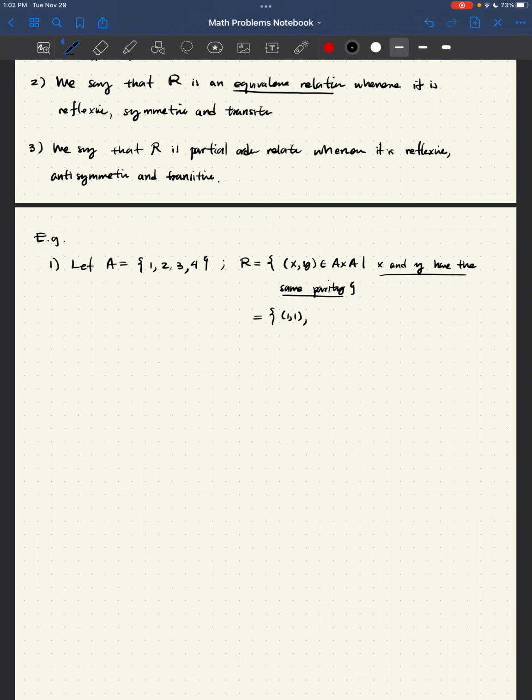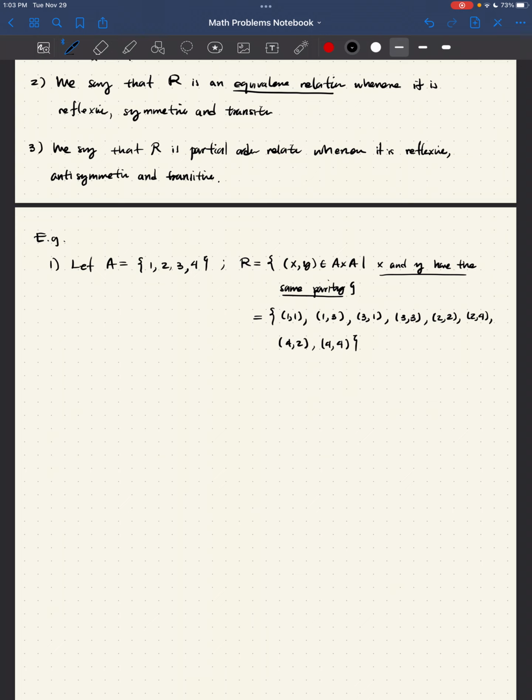Well, also, 1 and 3 are related. Why? Because the parity of 1 is the same as the parity of 3. But similarly, I would argue that 3 and 1 are related because the parity of 3 is the same as the parity of 1. And in the same token, I can say that 3 is related to 3 because the parity of 3 is the same as the parity of 3. I'll continue in this fashion, but you can see that I can say things like 2 is related to 2, 2 is related to 4, 4 is related to 2, and 4 is related to 4.